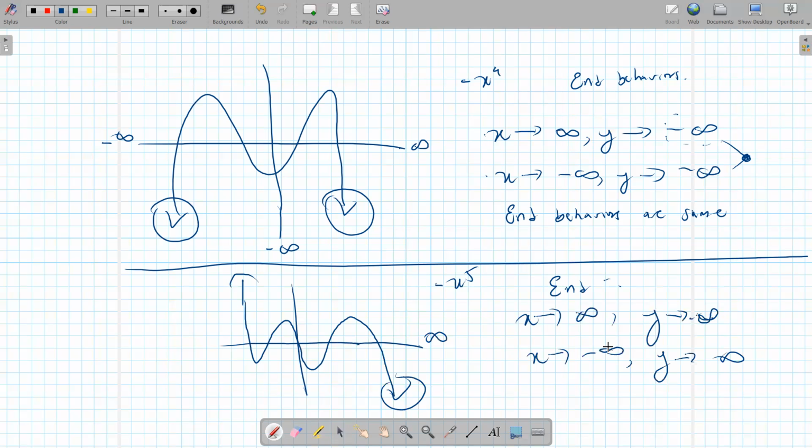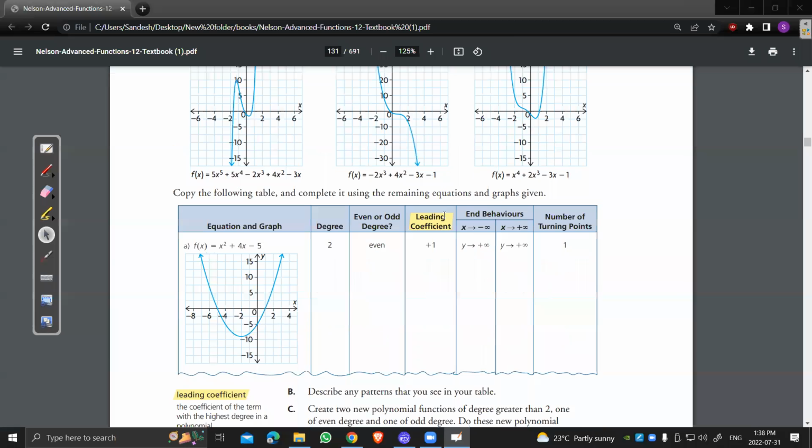So what's the difference? For odd degree polynomials, the end behaviors are different. They're in fact the opposite. Notice how the sign flips here. Cool. So that's called end behaviors, okay? So it depends on if it's even or odd.